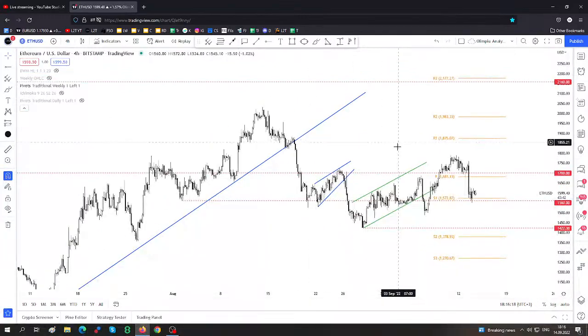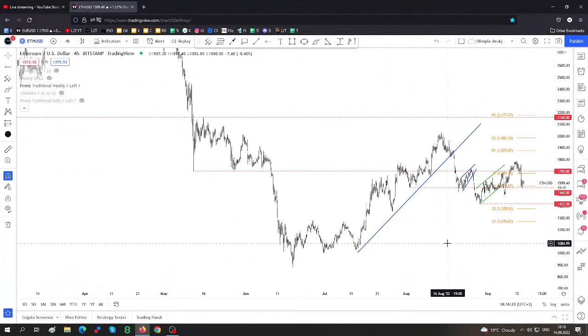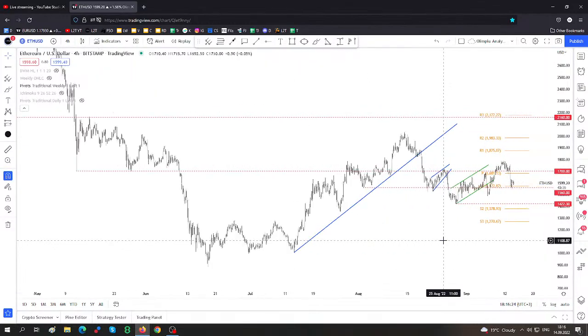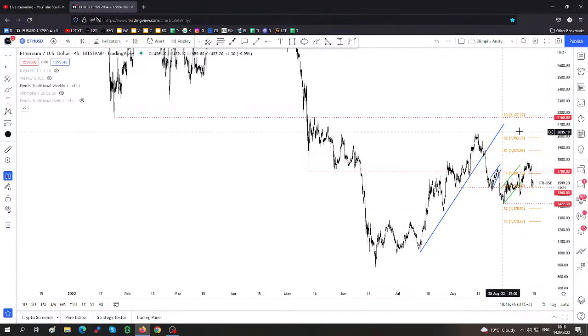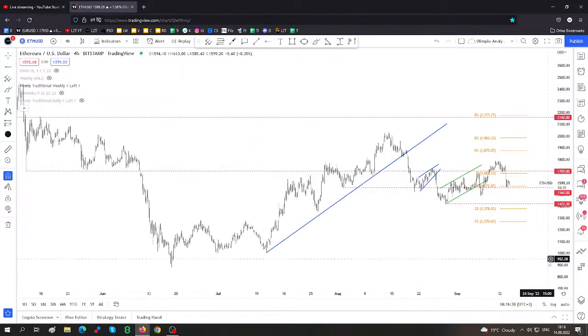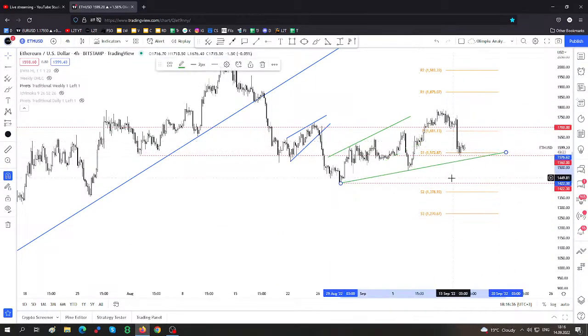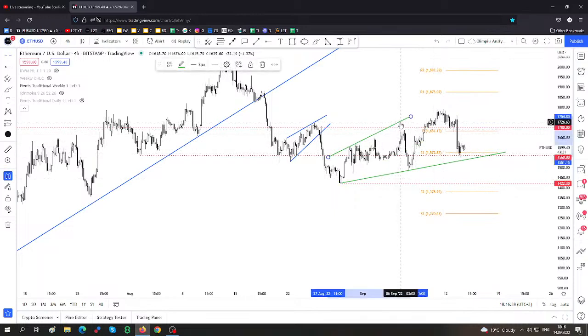Ethereum versus the US dollar. Also here rebounds, but the bias is still bearish as long as it stays below these former highs. Now, a new lower low could activate a potential deeper drop. Okay.